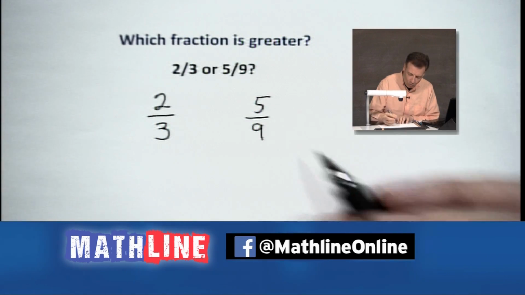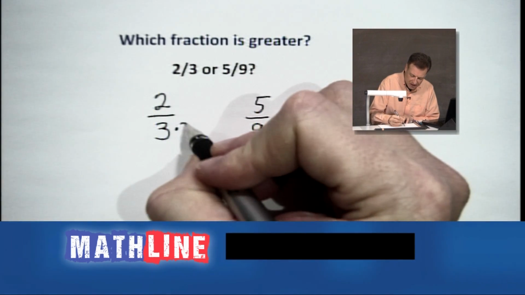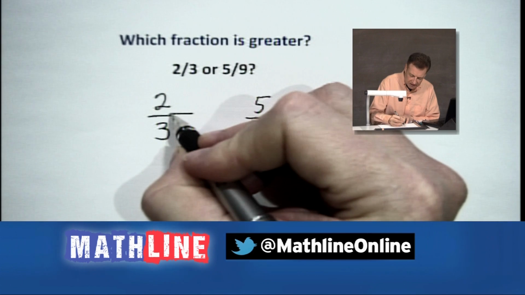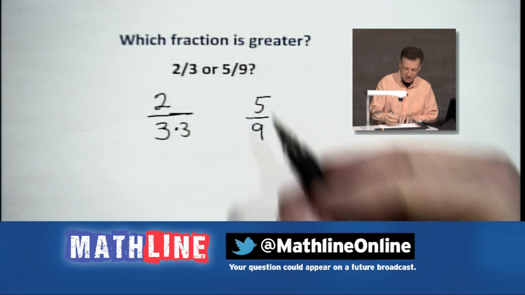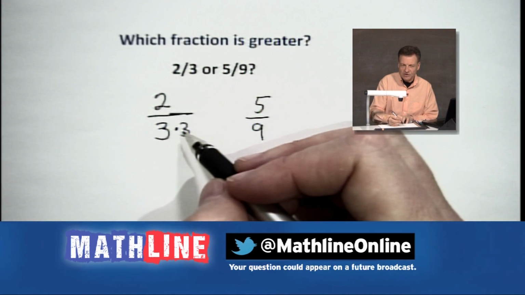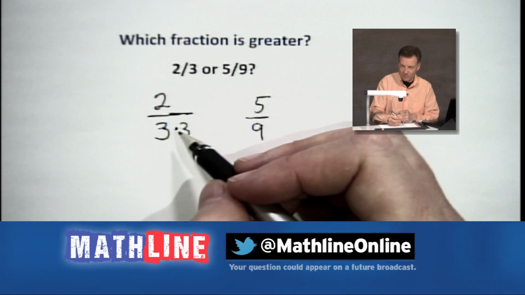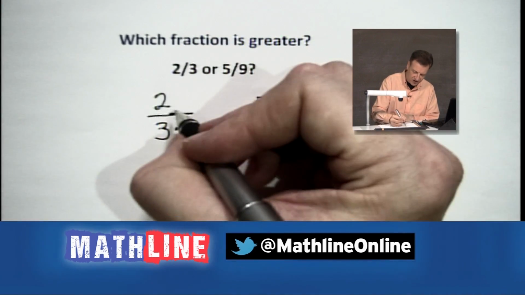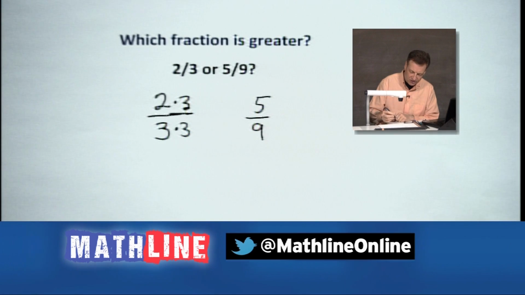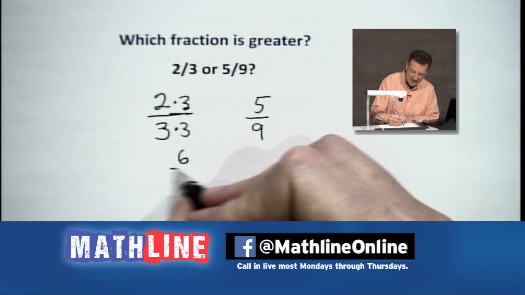So what do I need to do? Well, I need to multiply this side by 3. That denominator goes by 3. This one's okay, leave it alone. But remember, if we do the denominator by 3, we got to do what? We got to multiply our old numerator by 3. Don't forget that. Multiplying it through. I'm seeing 6/9 now.